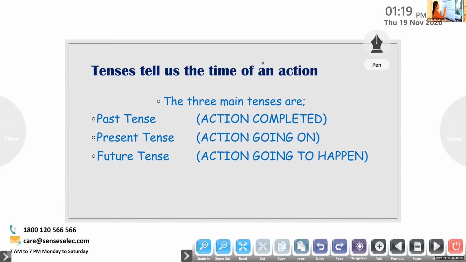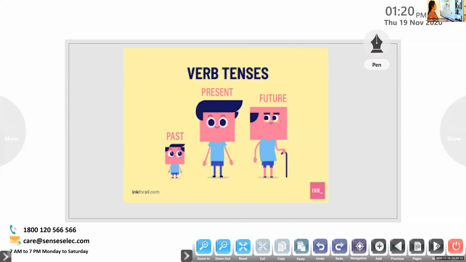We use past tense to say about the actions which are already completed. And present tense, what is going on, the actions happening now. And future, the action that is going to happen. See, the present, past, and future is just like a person. The childhood of a person will be in past. Imagine it's me. It's my present. When I become old, we have to say everything in future. Okay.